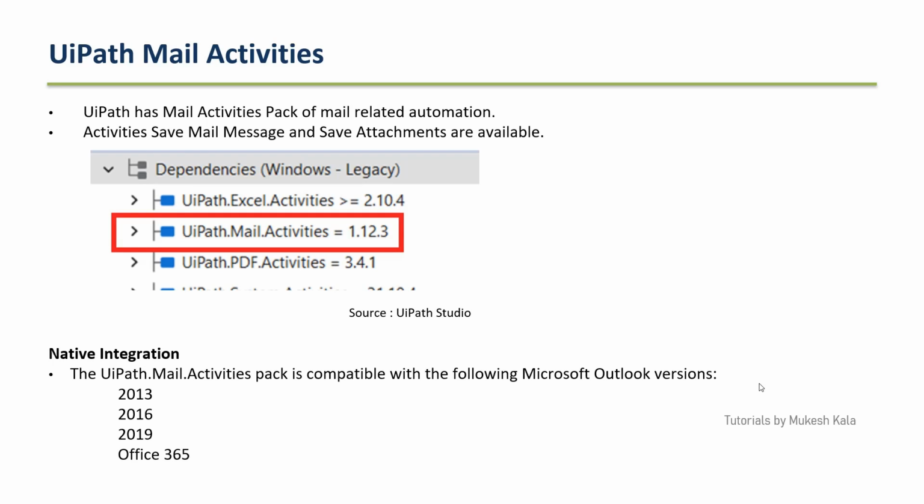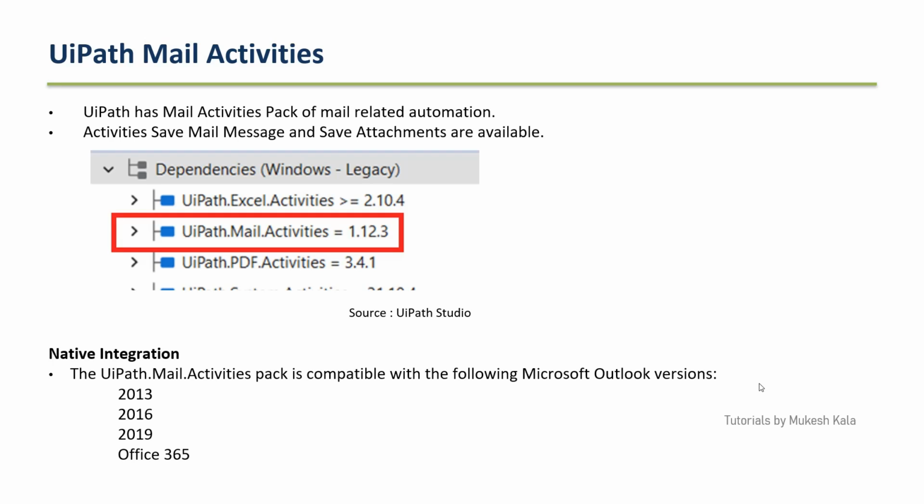Now, whenever we start with email automation, my project should have the dependency of UiPath.Mail.Activities. Now the version, if you see here, it's 1.12.3. It can be anything, the latest one or a little bit older one, but try using the latest one. So the first thing to remember here in terms of dependency is that your project should have UiPath.Mail.Activities available to get started with UiPath mail automation.